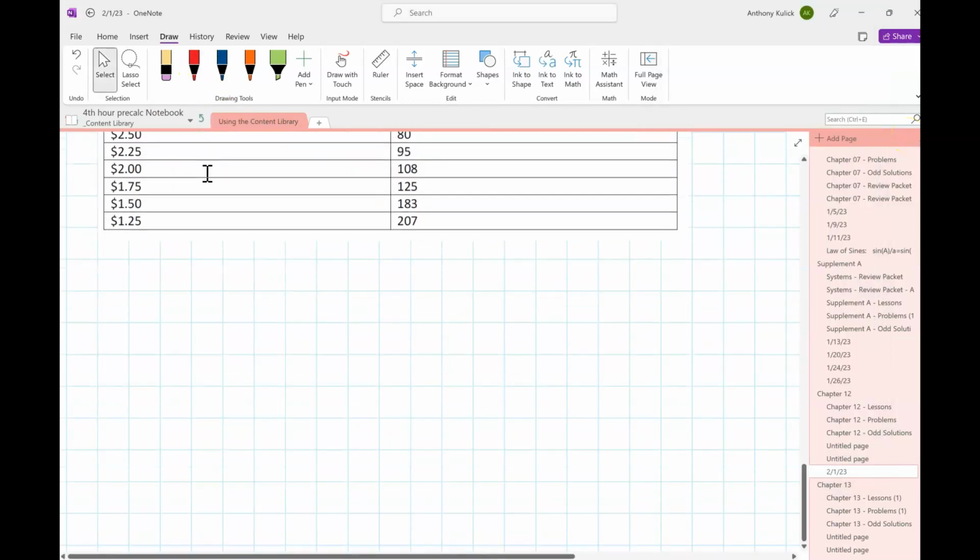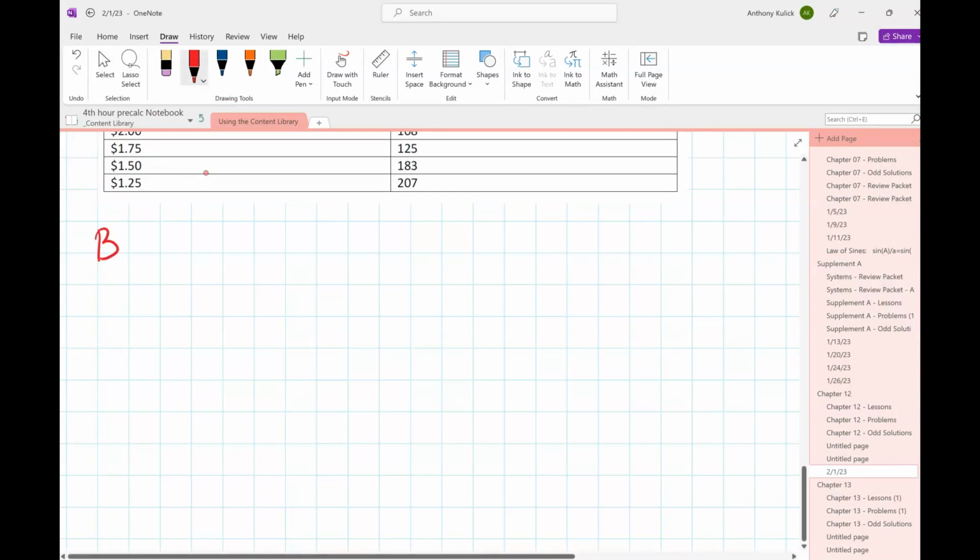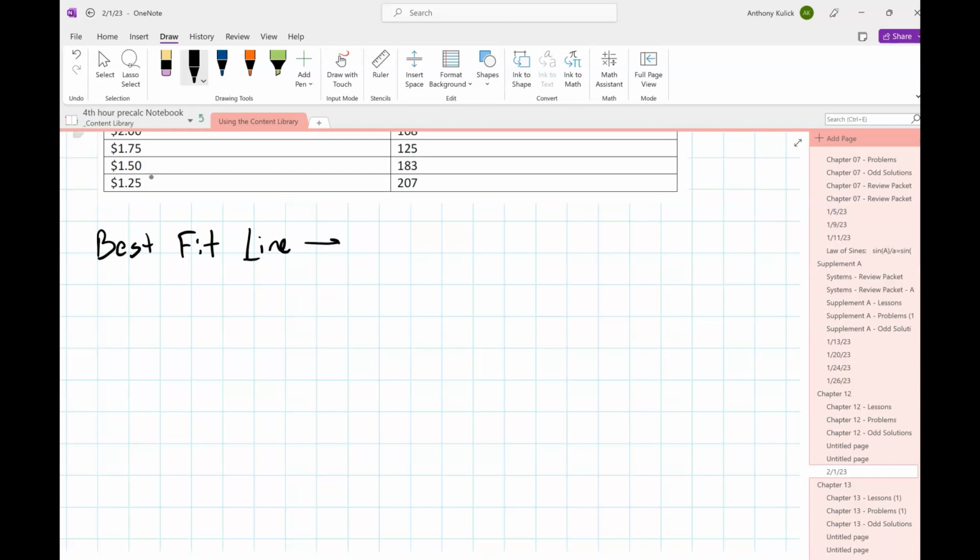What can I do with a best fit line? Why bother with it? What is that going to give me? What can I use that to do? Okay, so what you're really talking about is making predictions, right? So you could predict maybe how many cans we would sell if we charged $1.45 or something, right? Everybody's okay with that?